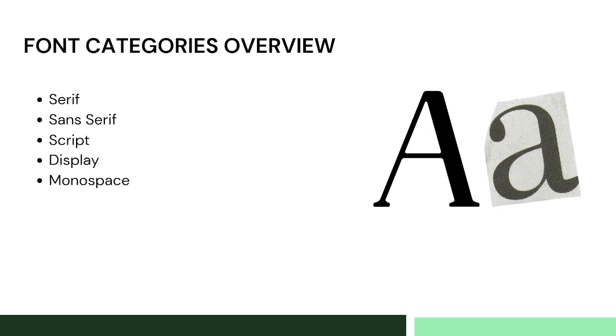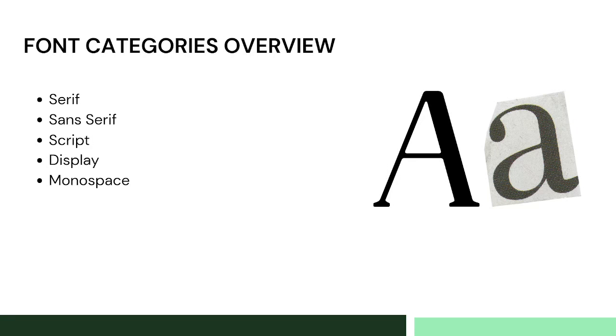So we have font categories overview in typography. The first one is the serif, the second one is sans serif, the third one is the script, the fourth one is the display, and we also have monospace. There are also a lot of other categories, but for the sake of this training, we'll keep it at these five.